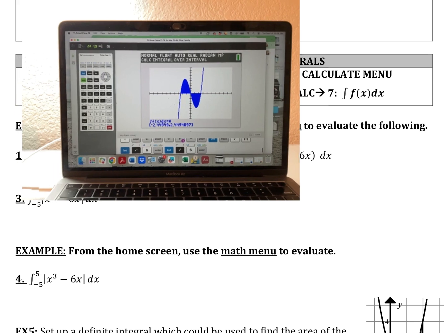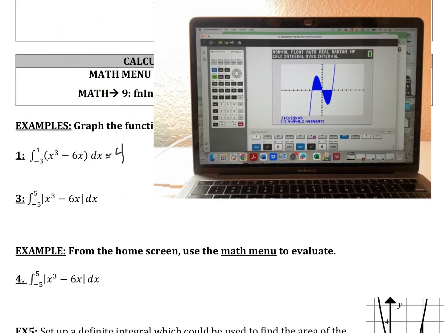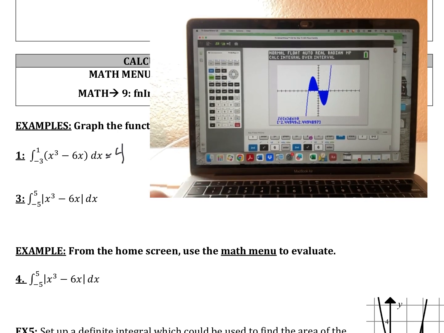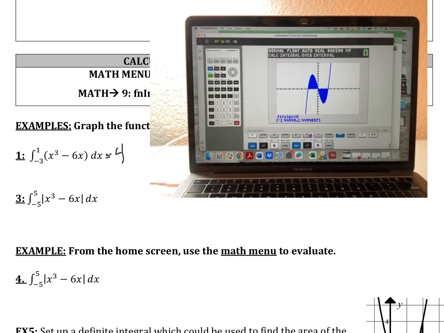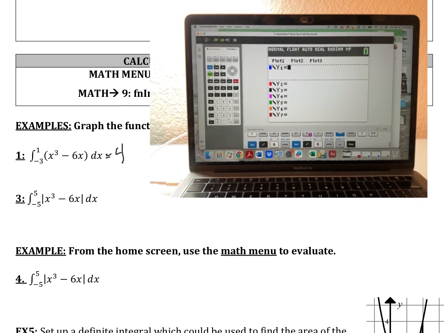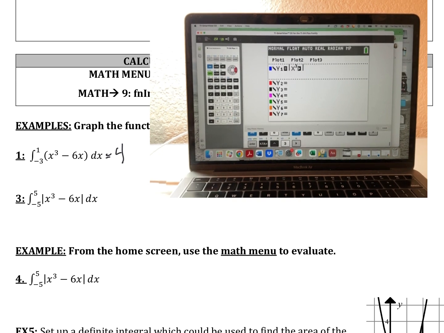All right, so hit pause and try example 3 on your own, or just stay tuned and watch example 3. But as I go through example 3, I do need to change my equation. And I'm going to go ahead and clear that and then go to math. Go over to the absolute value, which is in the number. And I'm going to type in x to the third. I'll make sure I go over this time, -6x. And I'm going to hit graph.